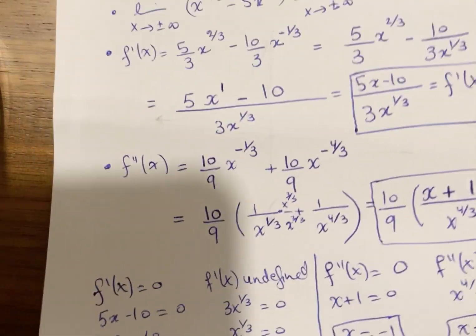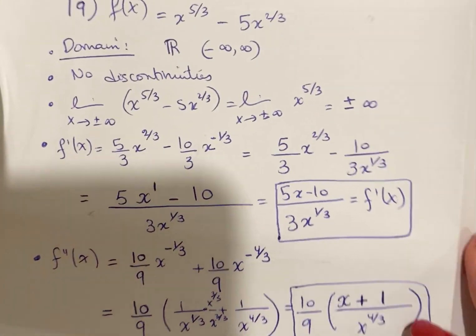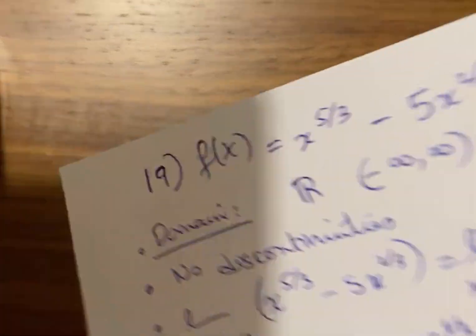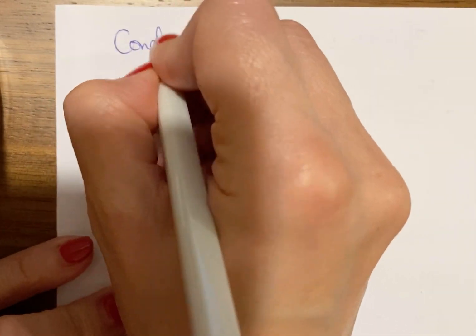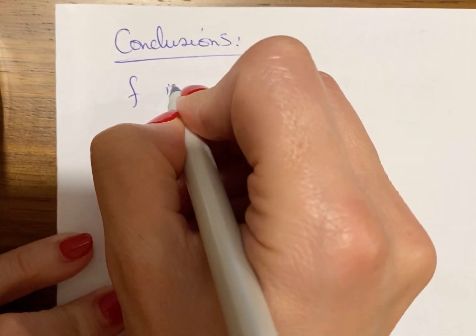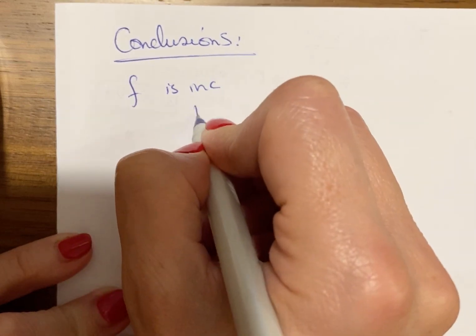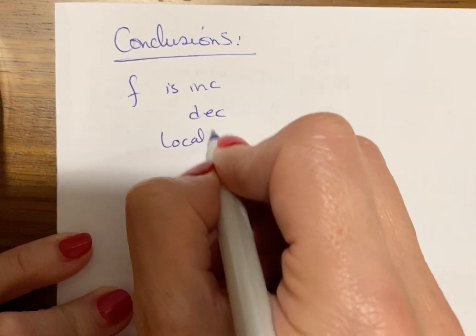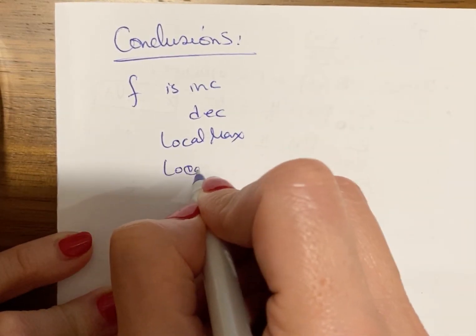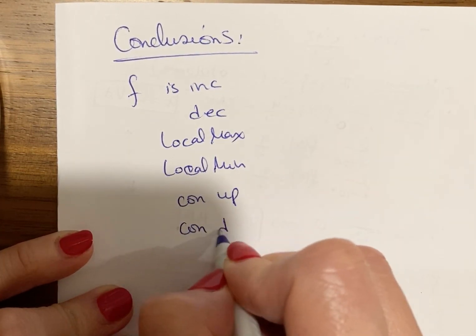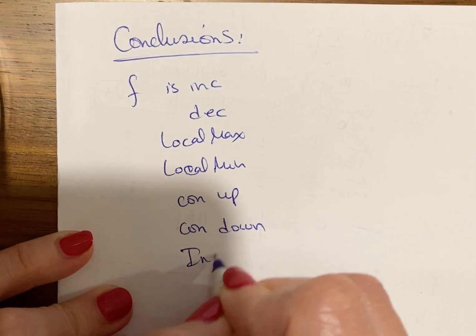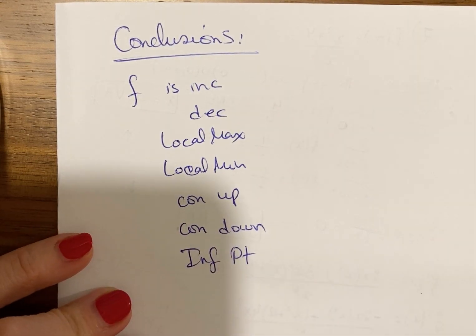Now I can do a lot of conclusions. All right, what are those conclusions? I want you to learn to write those conclusions every single time. F is increasing, decreasing, local max if it exists, local min if it exists. F is concave up, f is concave down, and f has an inflection point. We have to deduce those from the table of variation.